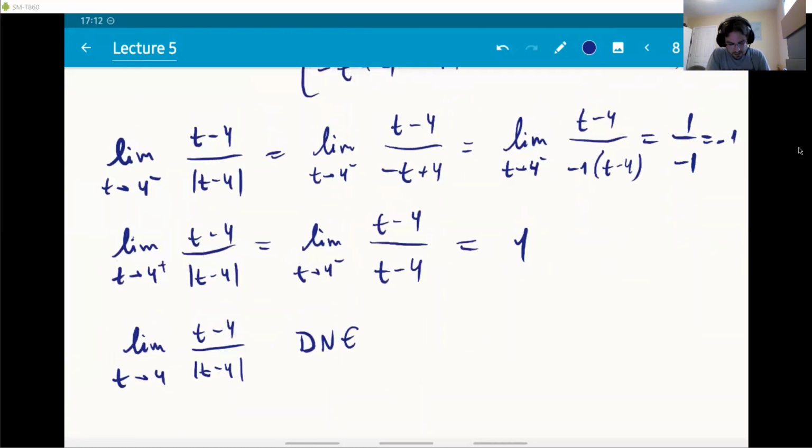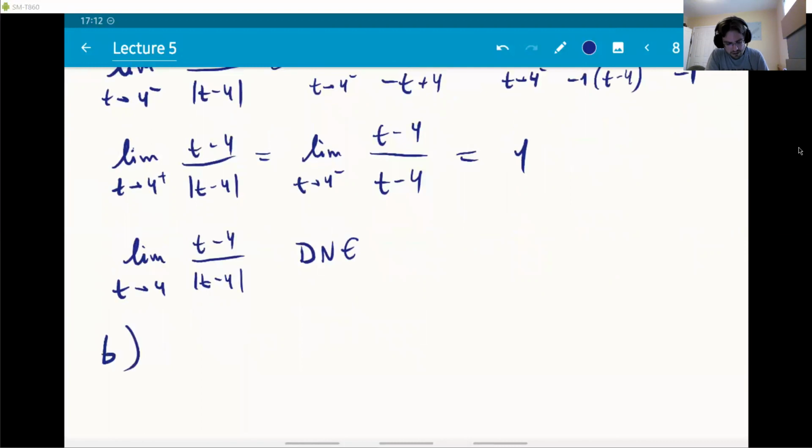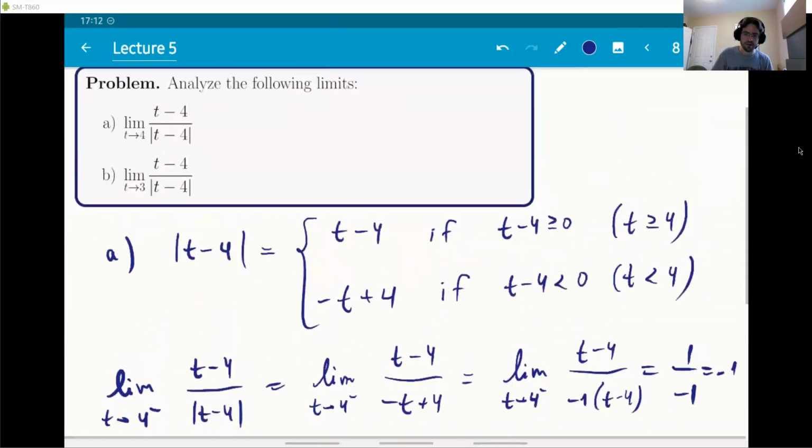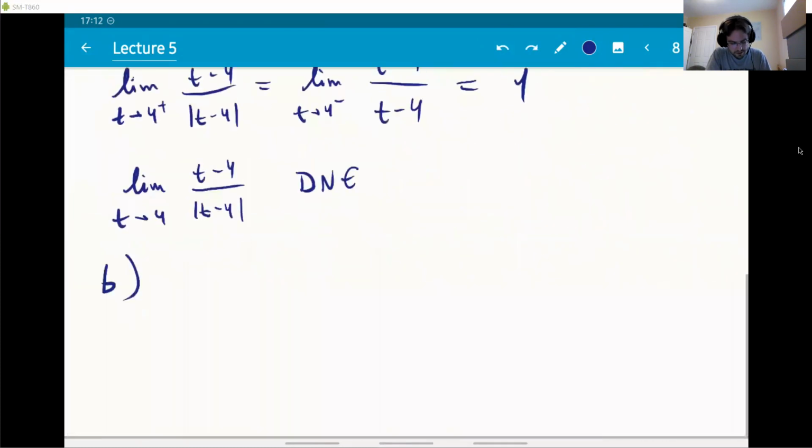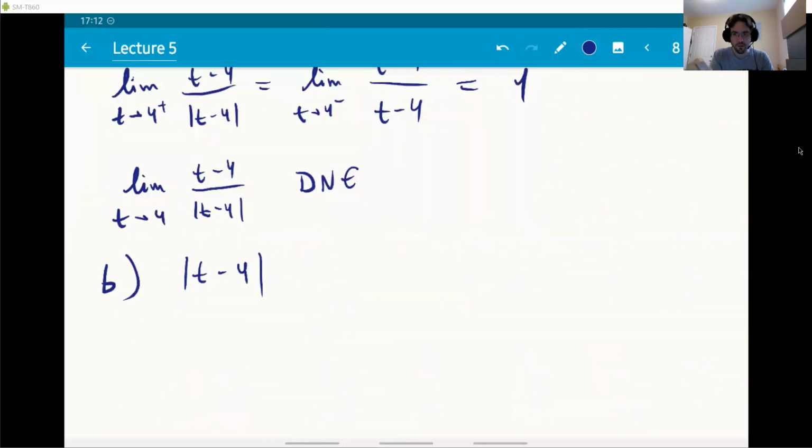All right, now item B is included in here just as a trick question, kind of. You see that the function is the same, t minus 4 over the absolute value of t minus 4, but the point of the limit is the number 3. So you have to ask yourself, this absolute value function, when you're computing a limit around 3, you're really only interested in values of t close to 3. And what is t minus 4 when t is close to 3?